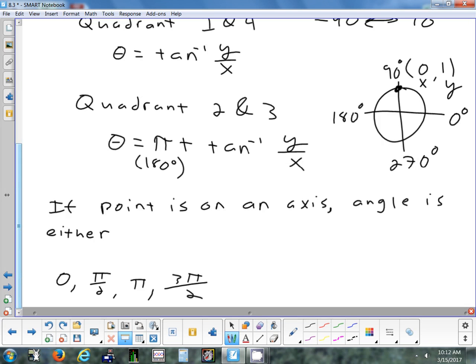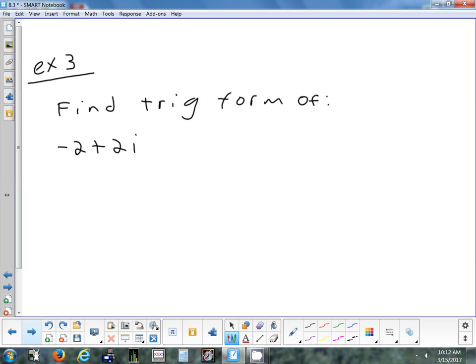Okay, so now we'll practice changing a number from standard form to trig form, and then after we know how to do that, I can show you what trig form is useful. Why is it so much faster to do things in trig form? Okay, first thing I like to do is graph it. Why? Because I need to know what quadrant I'm in. Right, so just a quick sketch.